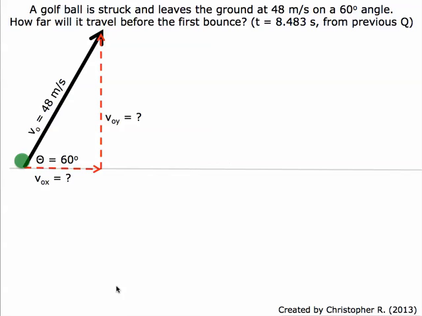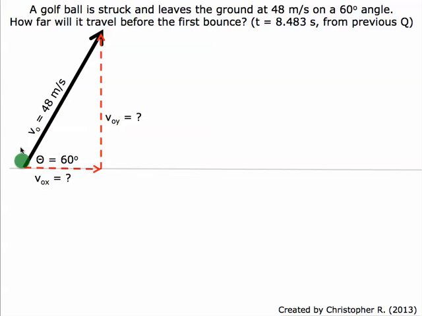Here again we have a type 2 projectile problem. A golf ball is struck and leaves the ground at 48 meters per second on an angle of 60 degrees. How far will it travel before the first bounce? And from our previous question we found the time to be 8.5 seconds.